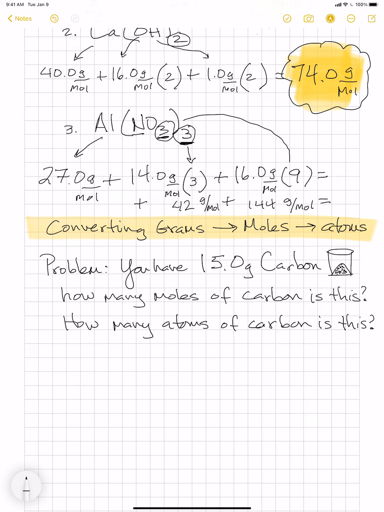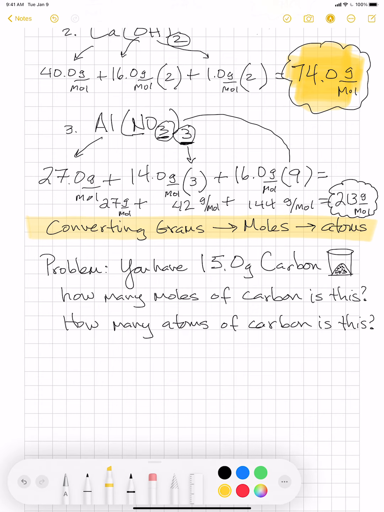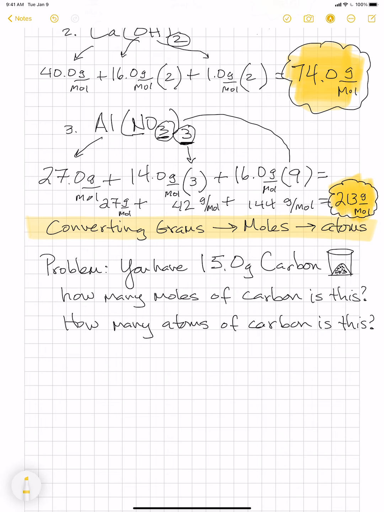And then we also have the 27 grams per mole up here. Okay? So we're going to do this math. So we got 27 plus 42, okay, plus 144, and that gives us 213. Now that is a pretty large molar mass. You would say that is a very heavy compound, okay? There you go. Pretty straightforward, right, guys?